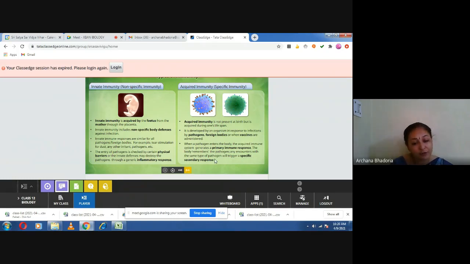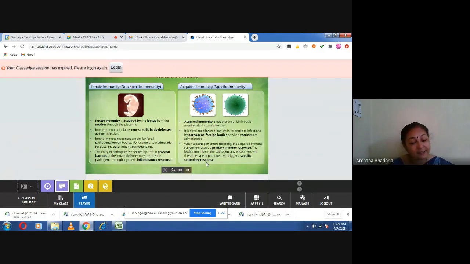Acquired immunity is developed by the formation of the memory cells. And these memory cells will start multiplying very fast at the second encounter of the same pathogen. On the second encounter of the same pathogen.